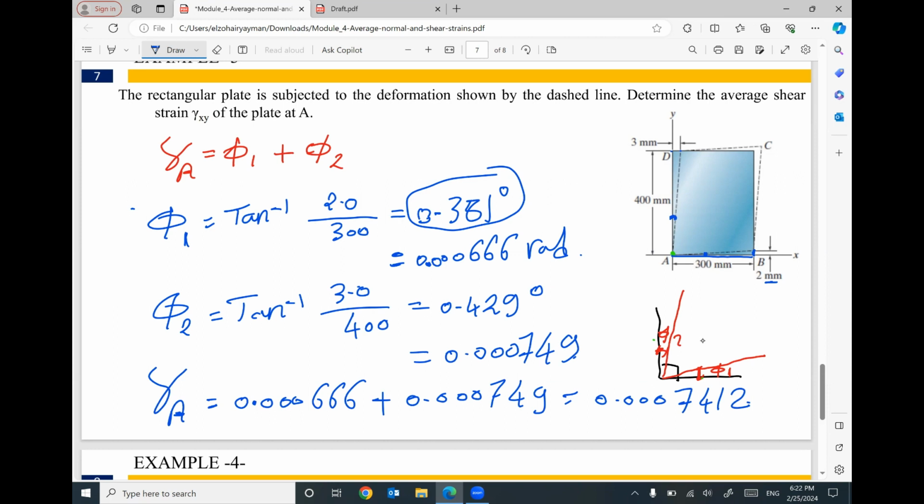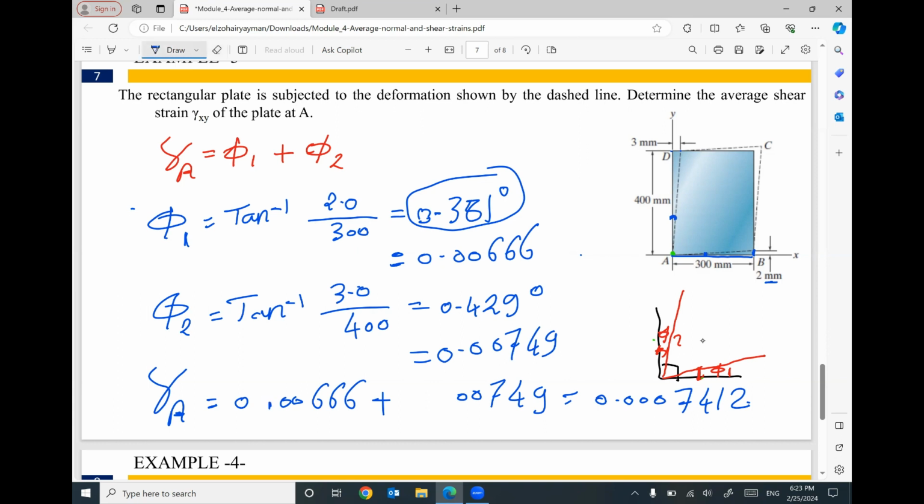Let me check it one more time. I'm sorry. Yeah, that looks like I messed it up. We have only 2 zeros after the decimal. Sorry. So it will be 0.00666, and 0.00749. Sorry, guys.